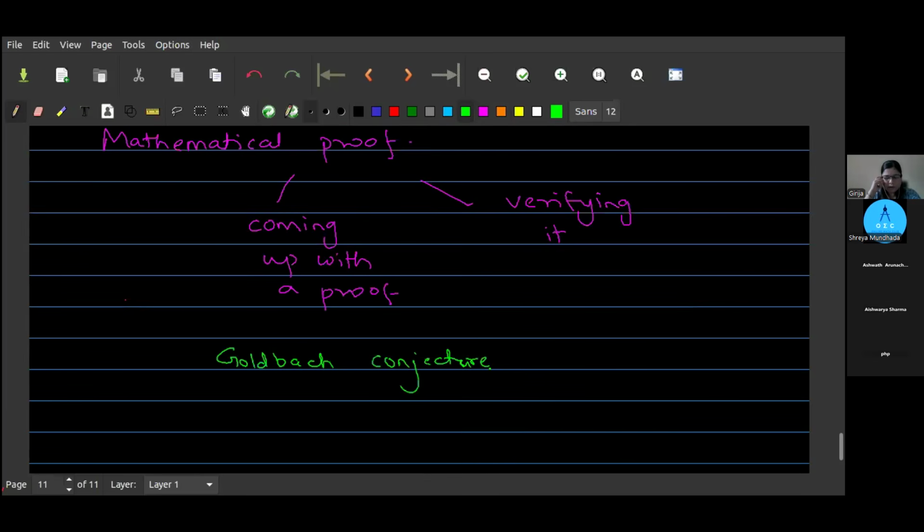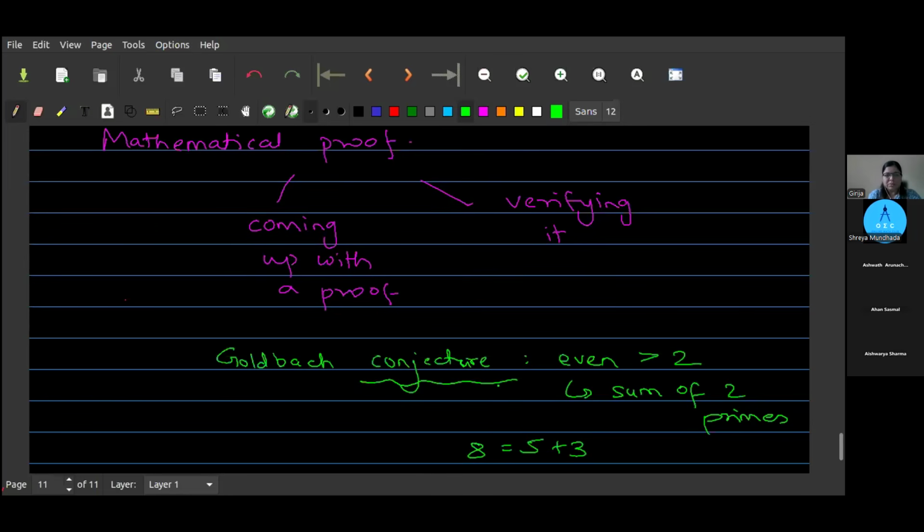I think it says... does anybody know the Goldbach conjecture? Every even number greater than 2 is a sum of two primes. So for instance, 8 is 5 plus 3, right? This is true for every even number greater than 2. That is what the conjecture is.